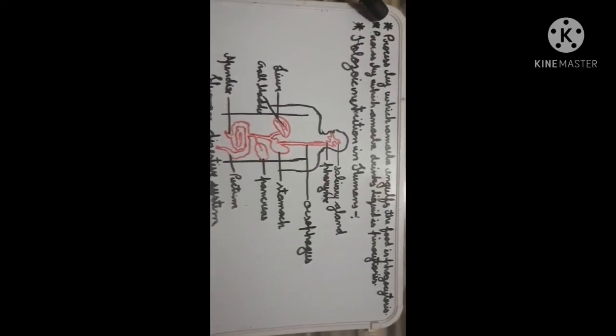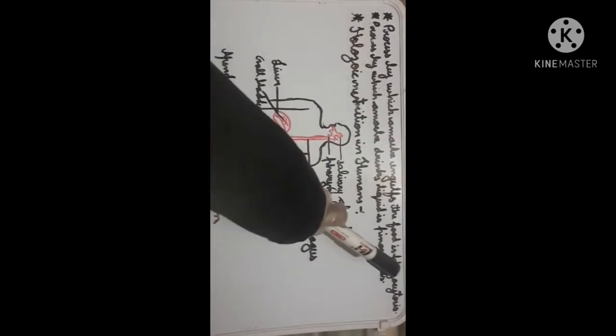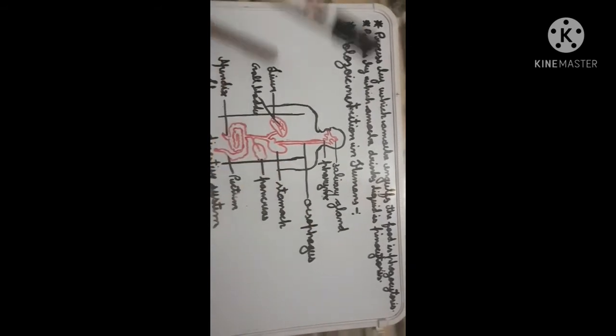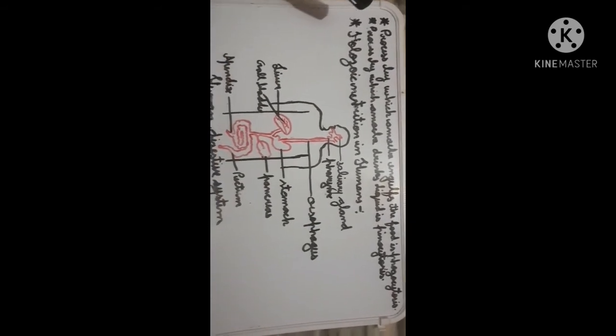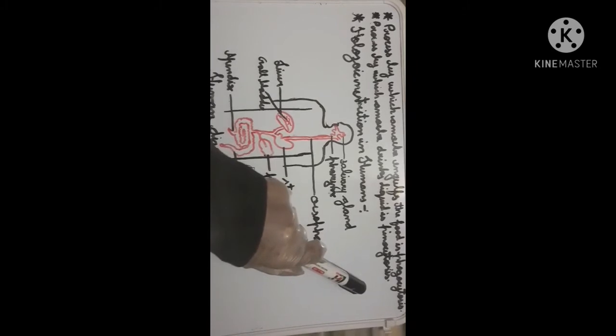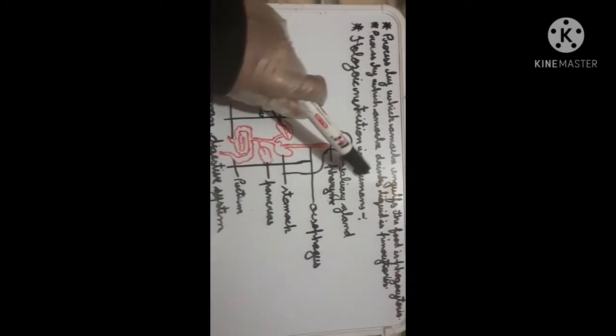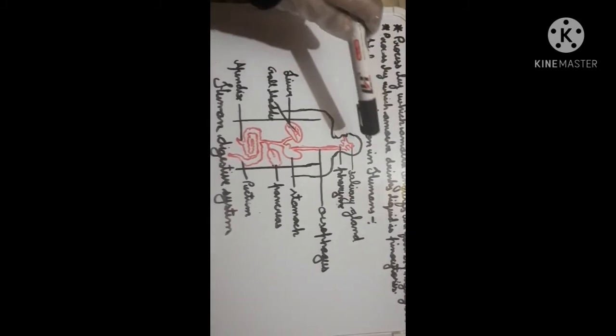Now what is the process by which amoeba engulfs the food? It's known as phagocytosis. And the process by which amoeba drinks any liquid is known as pinocytosis. Now let us learn about holozoic nutrition in human.